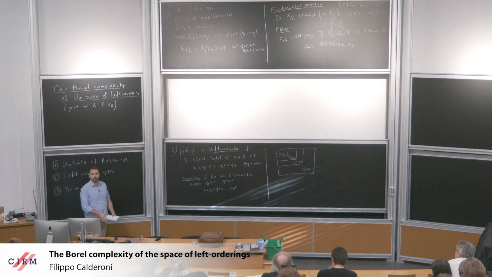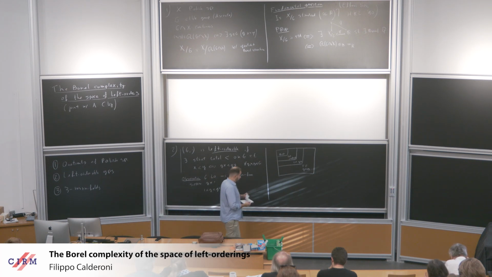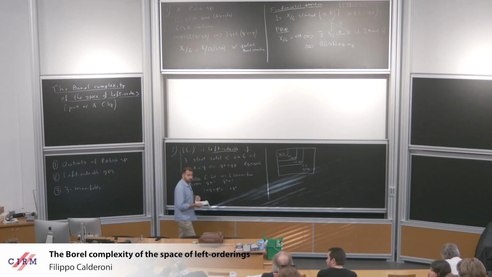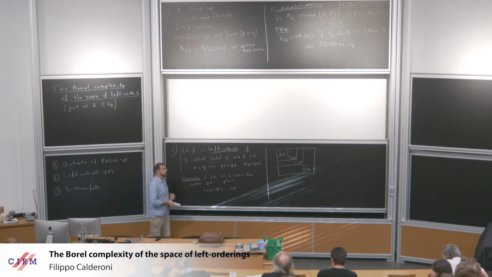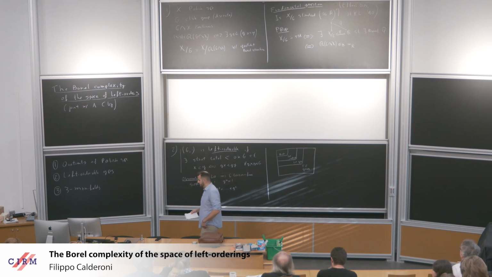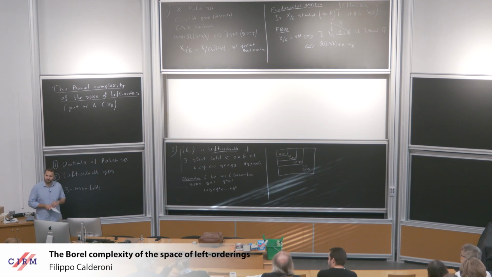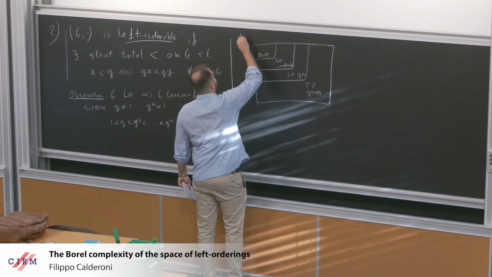For example, every left-orderable abelian group is bi-orderable, because every order will be invariant on both sides. So bi-orderable means there is an order which is invariant on both sides, and for abelian groups, it's true that every order will be invariant on both sides. Okay. All right. And the other motivation, so if you like, this is motivation number one.